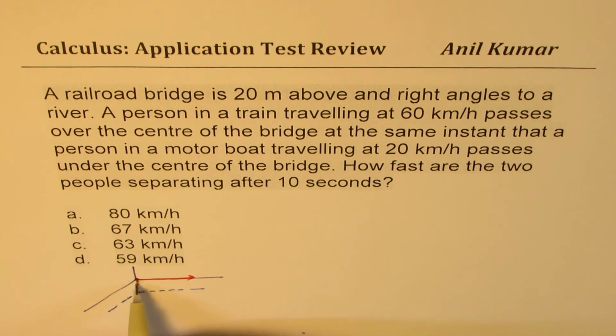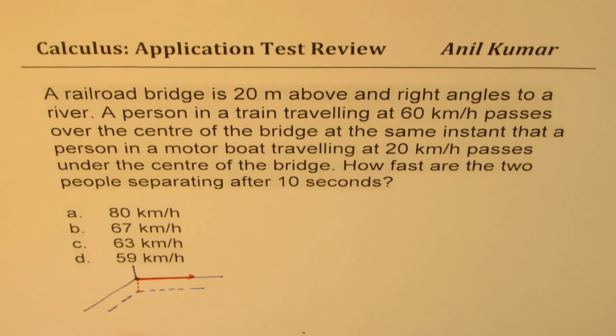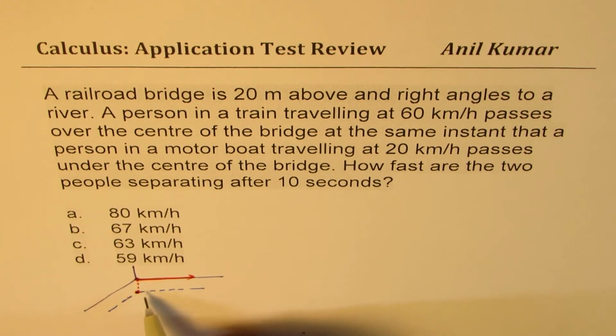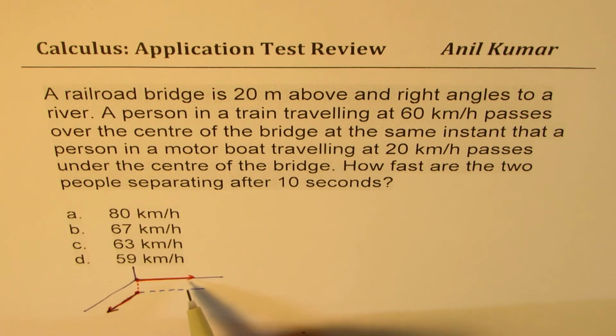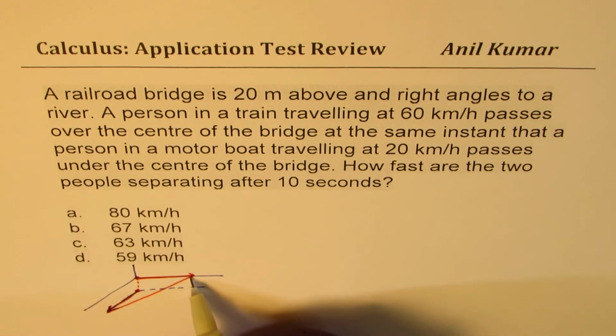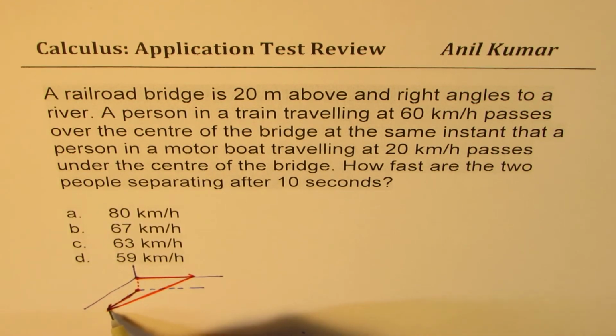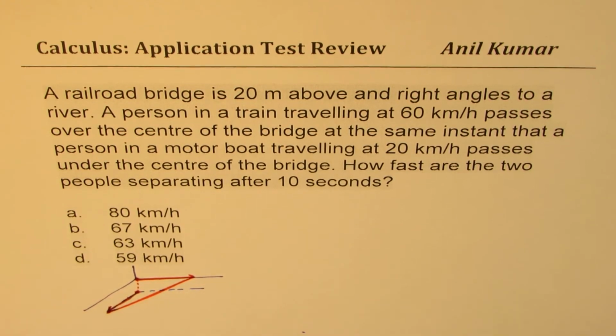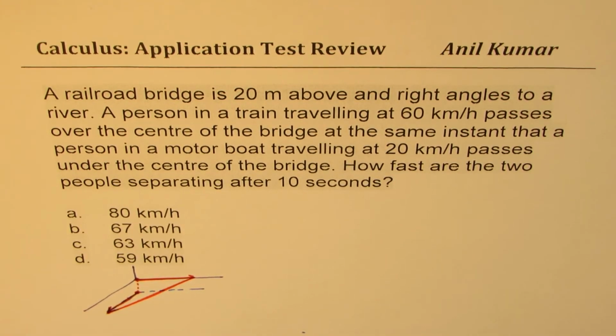So what we are saying here is that the train is moving like this over the bridge and the motorboat is moving like this, let's say like that. Do you understand? So that becomes the situation. Now we need to find the separation between the two. That means at any instance of time, we need to find the distance between the two, which is this side. So it's like a 3D figure, right? This is what we need to find. So I hope the situation is clear to you.